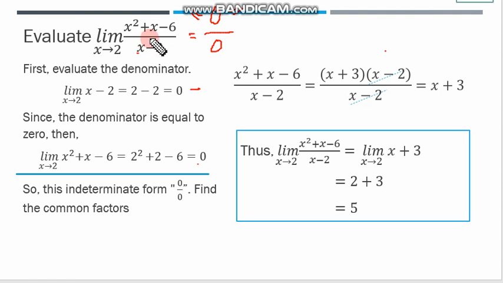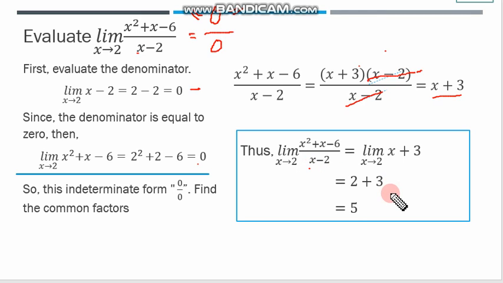So x squared plus x minus 6, we can factor this one. So x plus 3 times x minus 2 over x minus 2. We can see there is x minus 2 in the numerator and the denominator, so we can cancel this. So x plus 3 remains. We could use it as our new function to determine the limit of the original function.